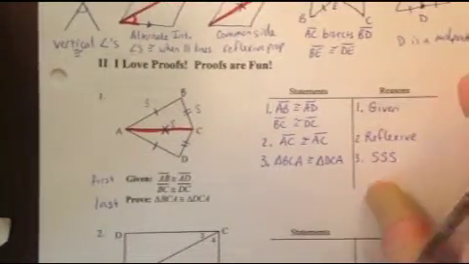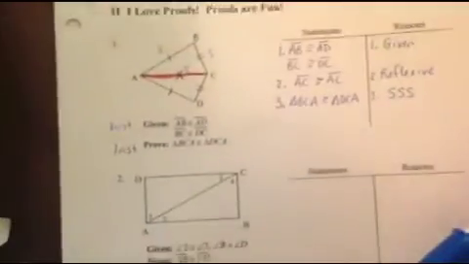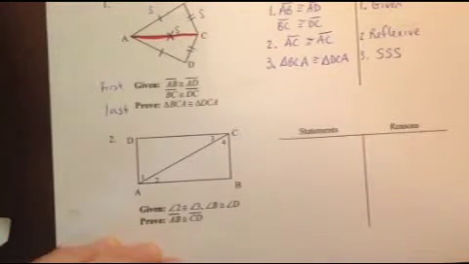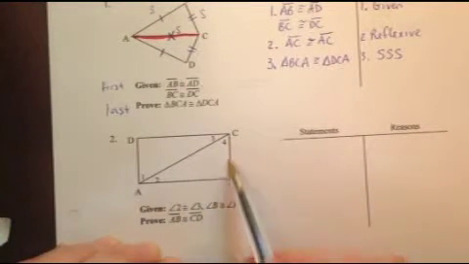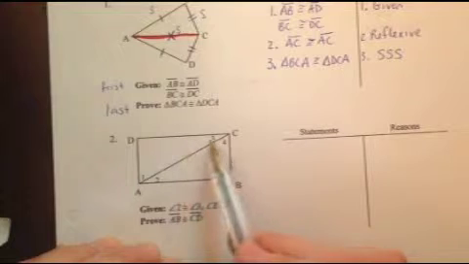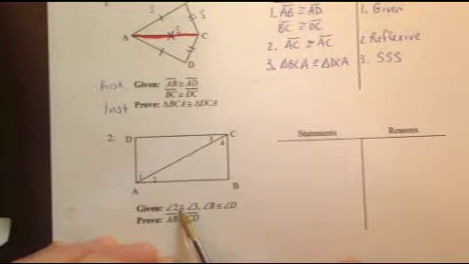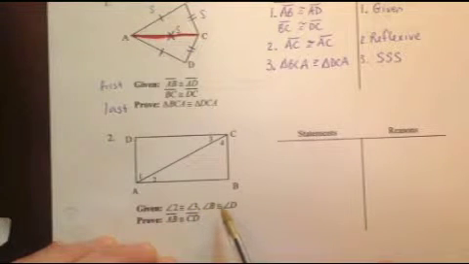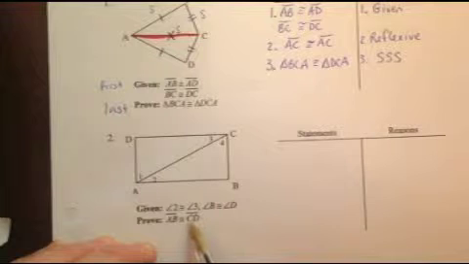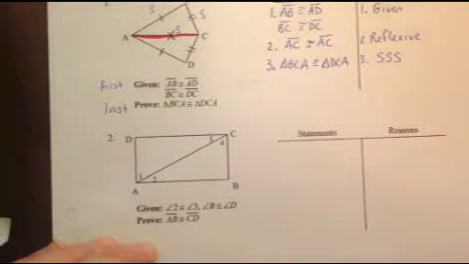All right, let's look at another example. Let's look at example number 2. So this time they give us the overall figure is some kind of quadrilateral, 4 sides, given angle 2 is congruent to angle 3, and angle B is congruent to angle D. Prove that these two segments are congruent.